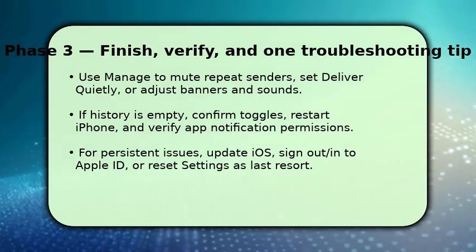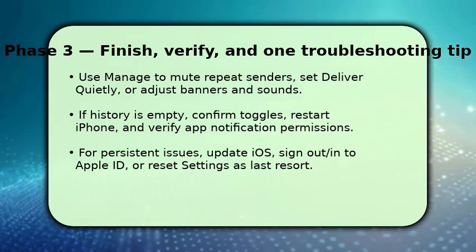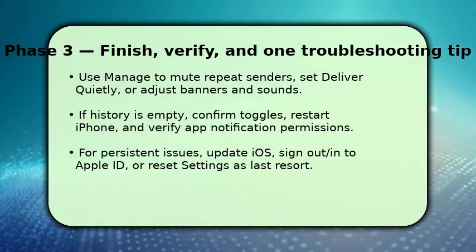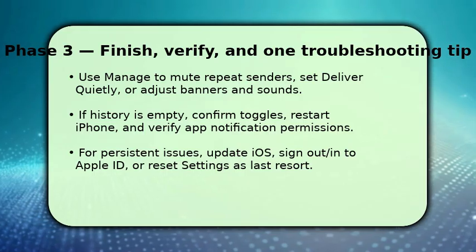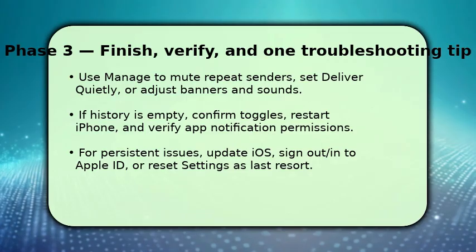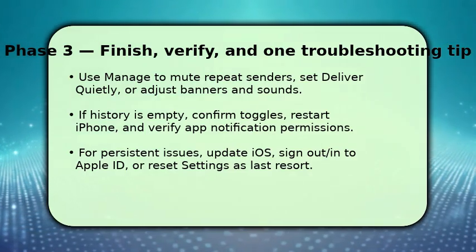If history shows nothing, make sure the toggle in Settings Notifications is still on, then restart your iPhone and recheck app permissions. If problems persist, update iOS again, sign out and back into your Apple ID, or reset settings as a last resort. That usually restores expected behavior when history refuses to populate.